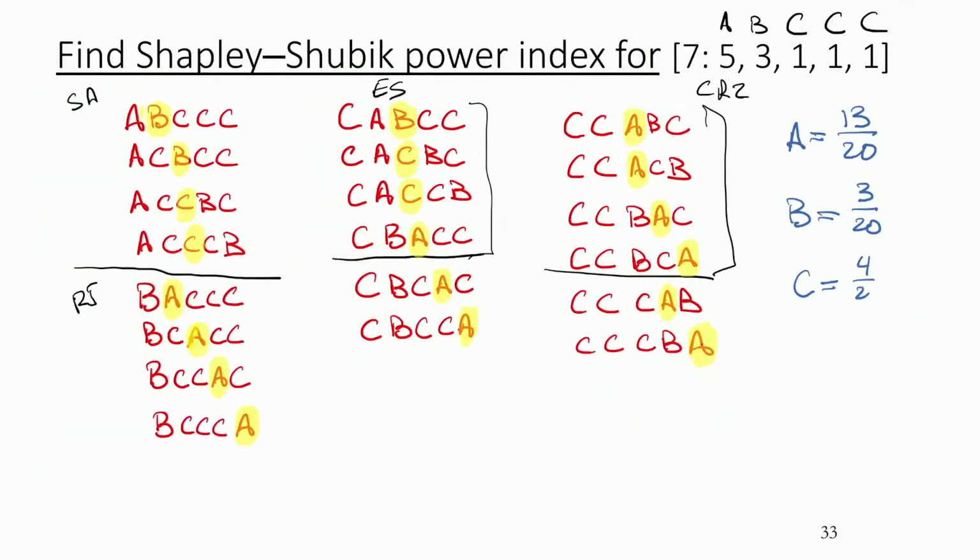So 4 out of 20 times 1/3. I suppose you could reduce that, 4 out of 20, so it's 1 out of 15 is the final thing for each of the C's. So each one of the C's is going to have 1/15 of the power. There's 3 of them. So that's it for that one.